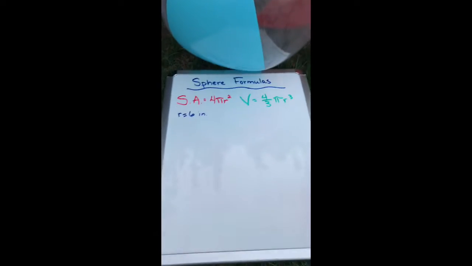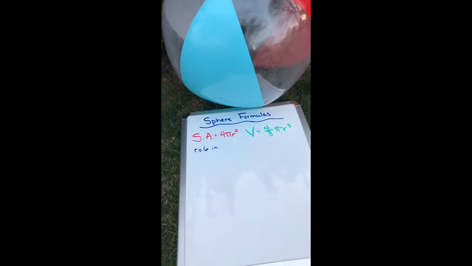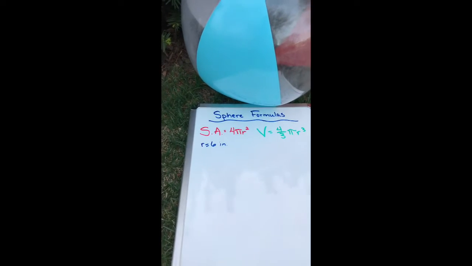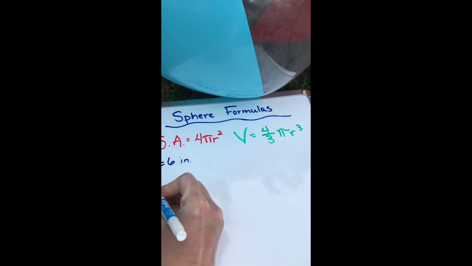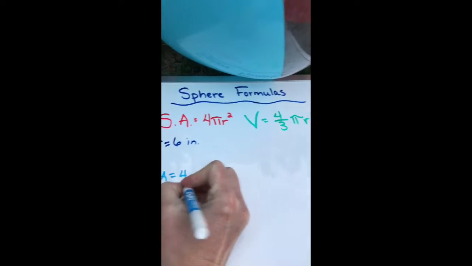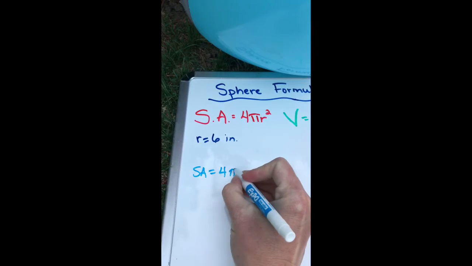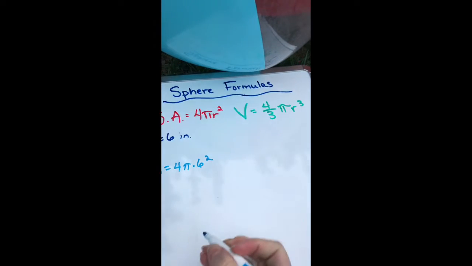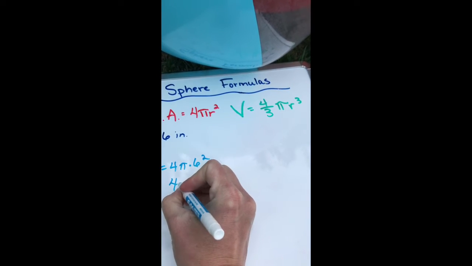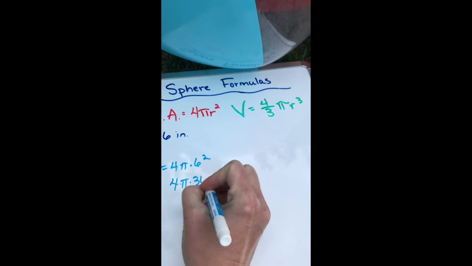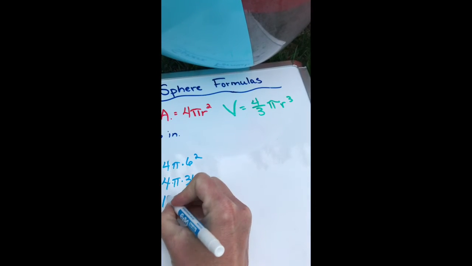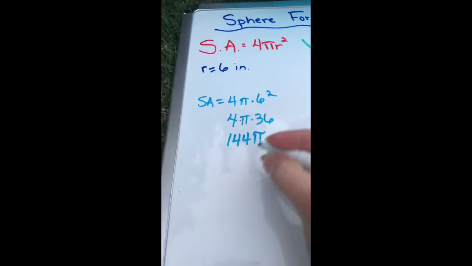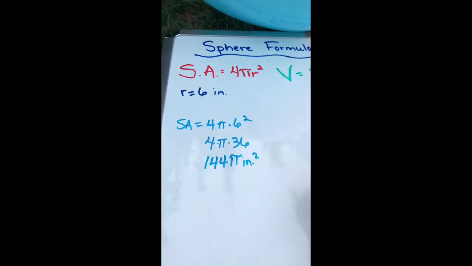All right, so we're just going to calculate this, and my radius of this beach ball is 6 inches. So we're going to calculate both the surface area and the volume, and you're going to see it's very simple. So the surface area here is equal to 4 pi times radius squared, so it's times 6 squared. Okay, so 4 times pi times 36. Okay, so that's 144 pi. And this is going to be inches squared because this is surface area.